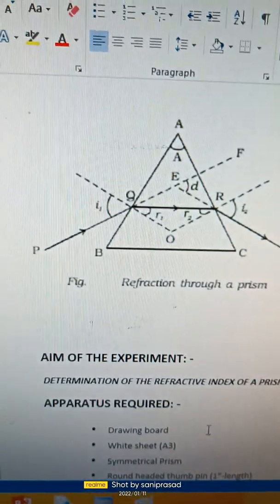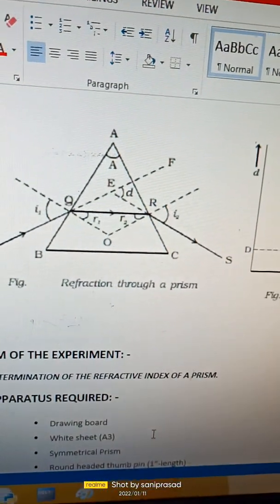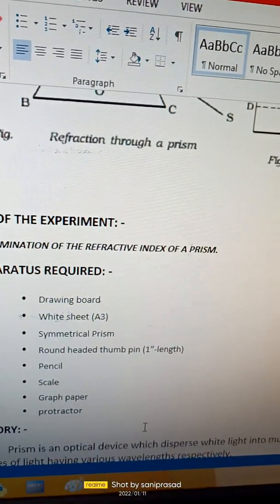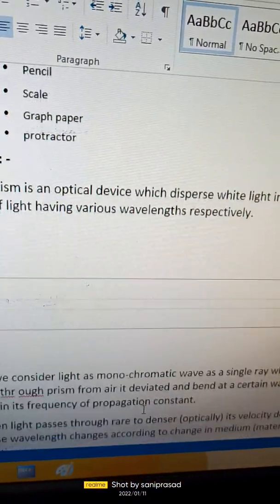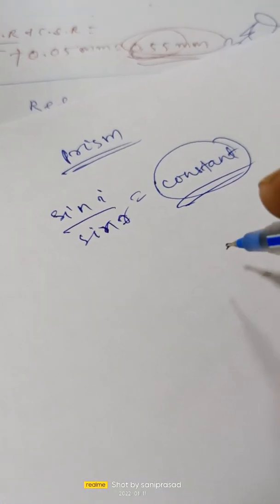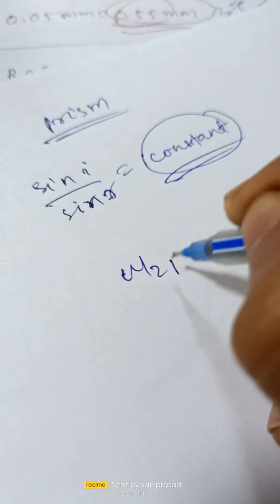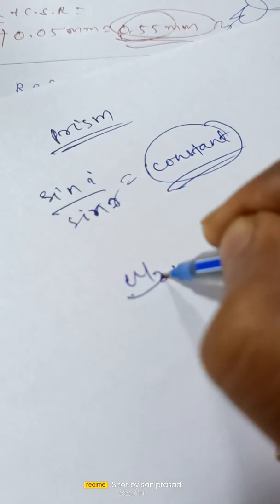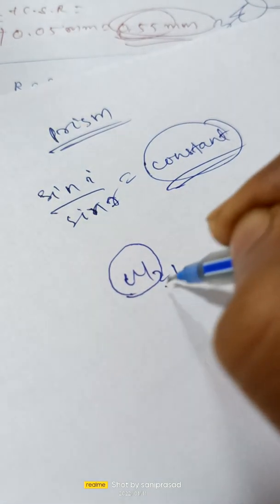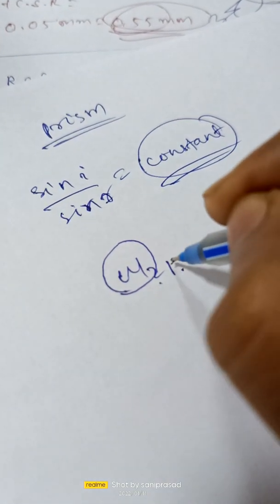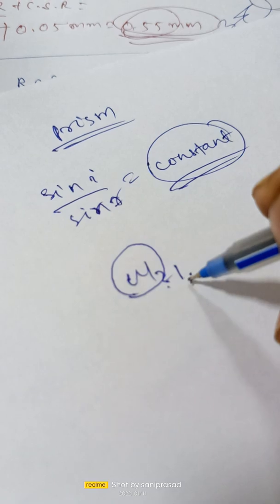Look, this is a prism. By using this method, we can first find out how we derive the formula of the refractive index of a prism. Mu 2 1, mu is the refractive index symbol. 2 1 means from second medium to first medium.